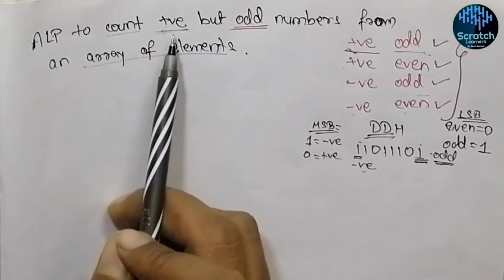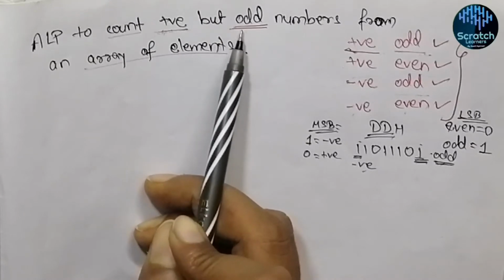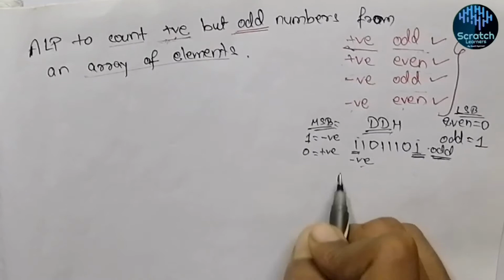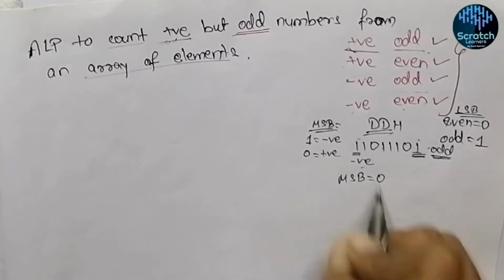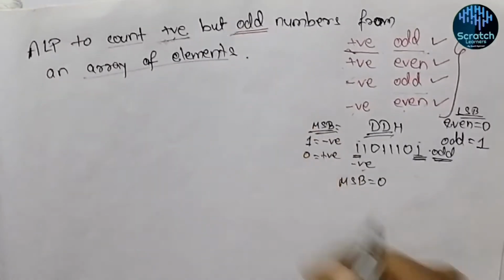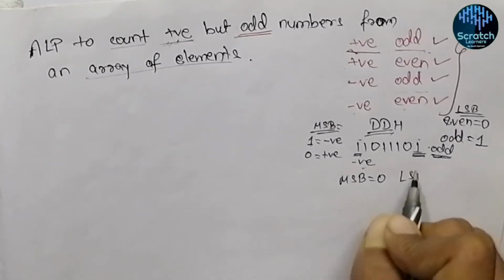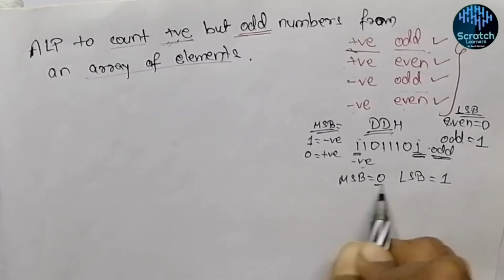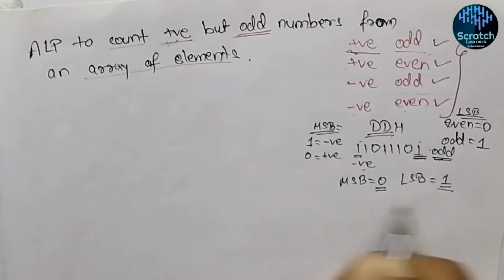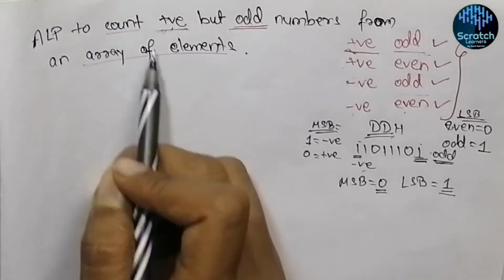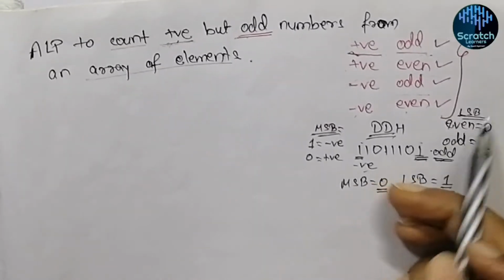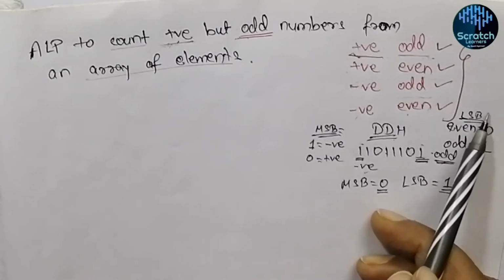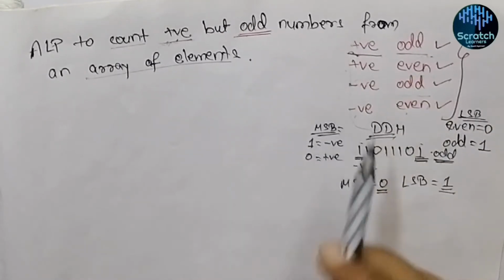Here we need to count the numbers which are positive but odd. That means when the number is positive, the most significant bit will be 0, and when it is odd, the least significant bit will be 1. So if a number contains these two bits in MSB and LSB, then we will count that data. This is the funda behind this program. If you get this logic very clearly, then you will be able to solve all these programs.